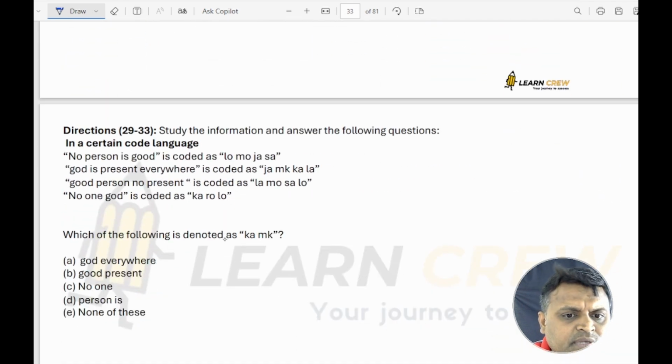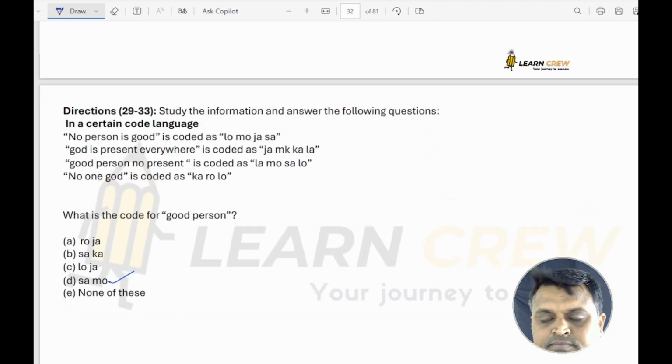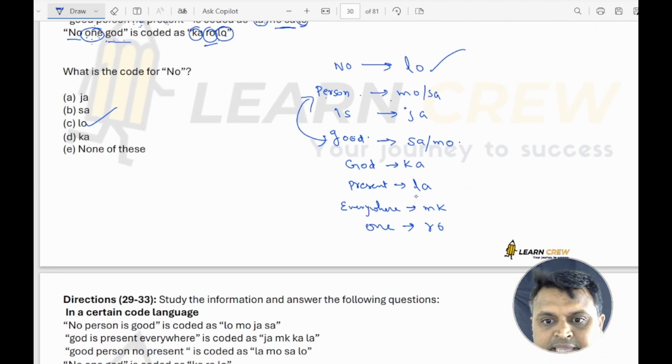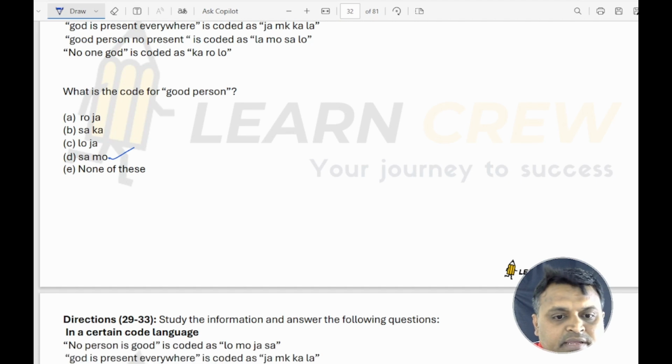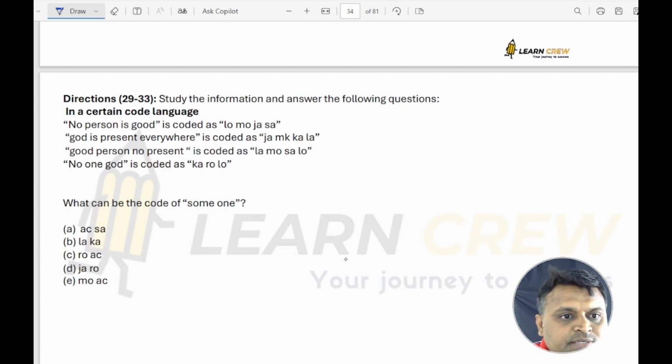Next, KMK. What is K? What is MK? MK is everywhere and K means God, so everywhere God has to be there. So everywhere God means option A. The next one: no person is... what is the code for someone?